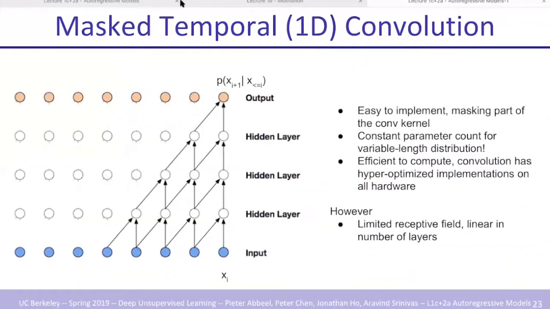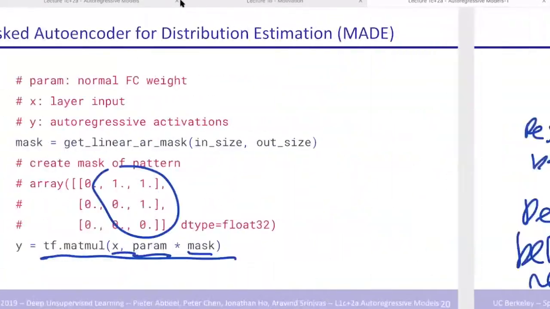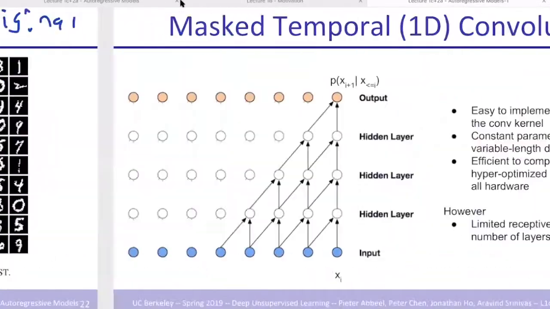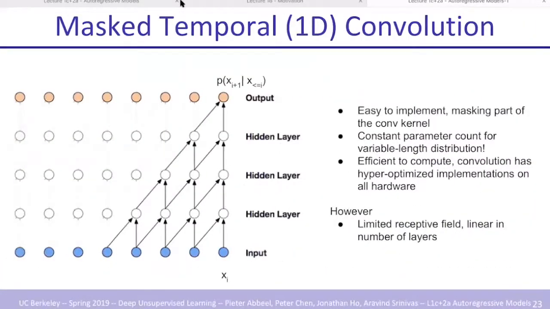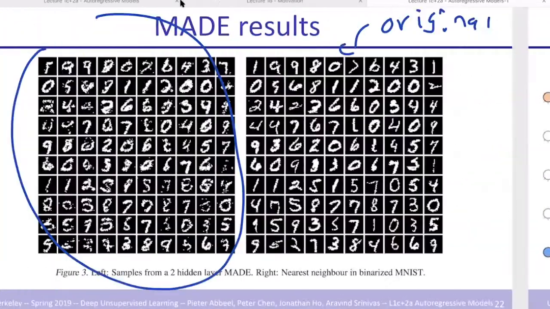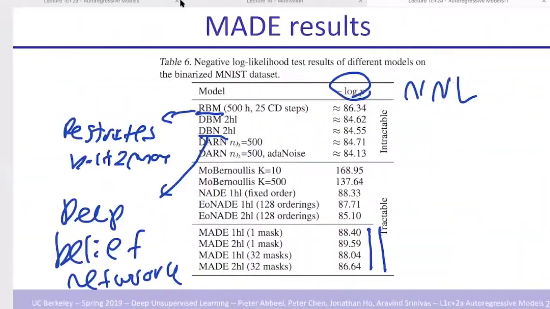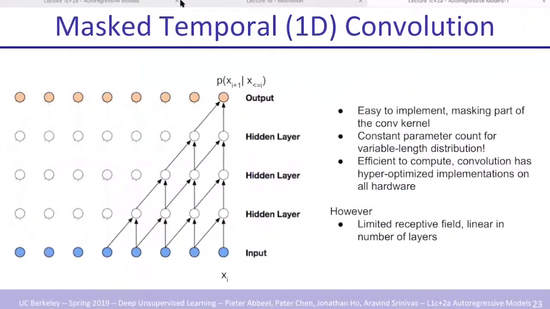All right. So thinking on this idea of autoregressive models, there's another type of autoregressive model. We can take this idea from multi-layer perceptrons, this idea of masking, and apply it to something like convolution, right? In this case, a 1D convolution. And this forms the basis of a very famous model called WaveNet, right?